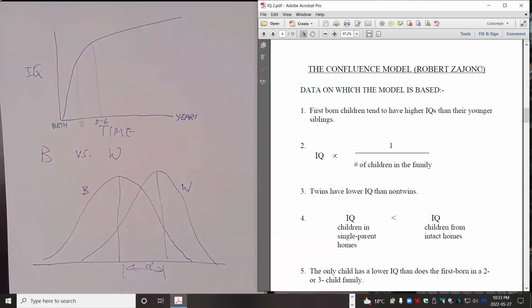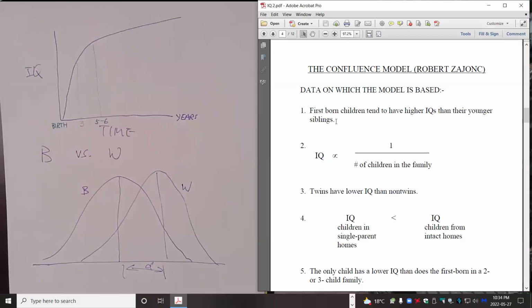He put forward a very famous model based on a huge amount of data, say millions of data points, the confluence model. All right. Now, the data on which the model is based, lots of data. Here, according to Zajonc, firstborn children tend to have significantly higher IQs than their younger siblings. Now, of course, this is a group finding, a general finding. You cannot apply group findings to a single individual.